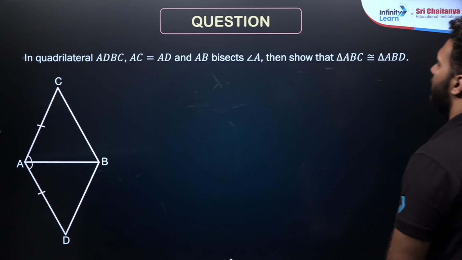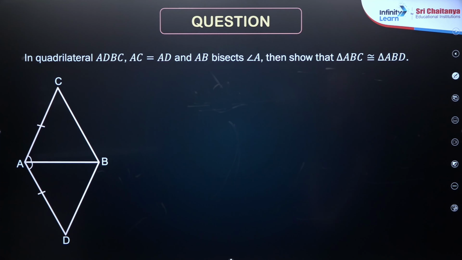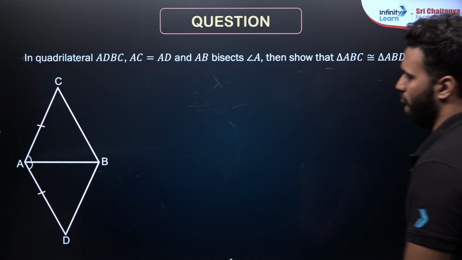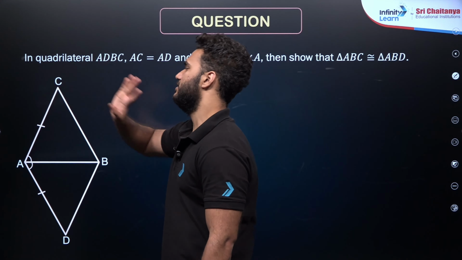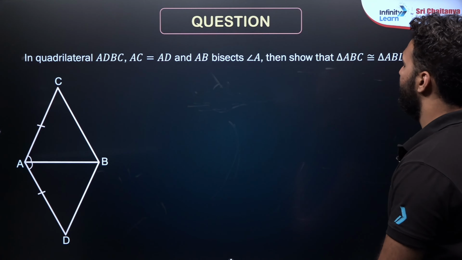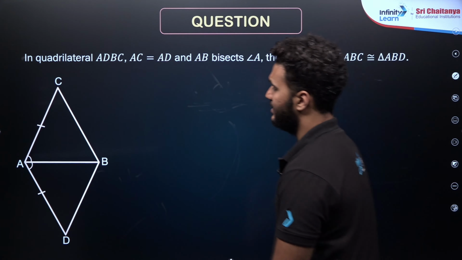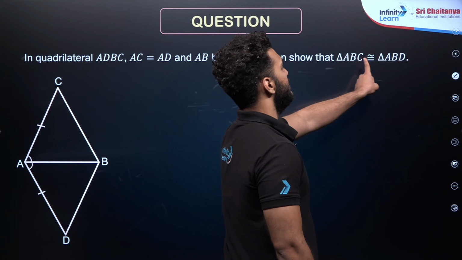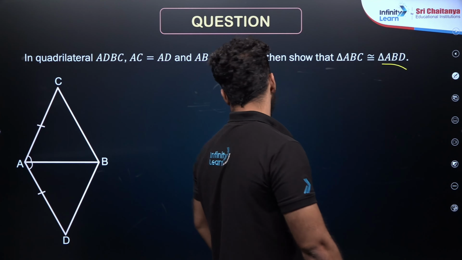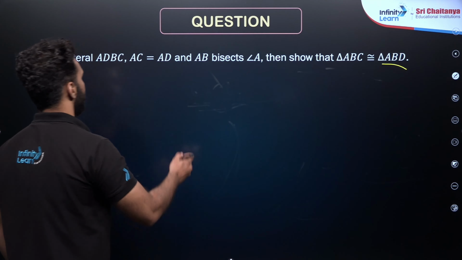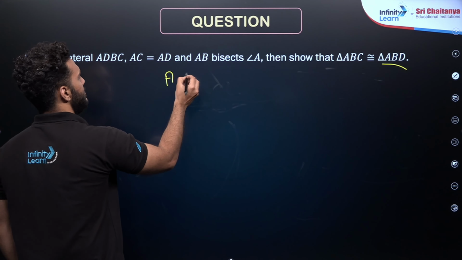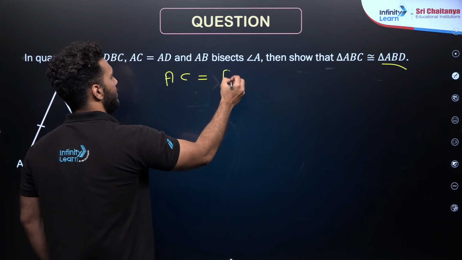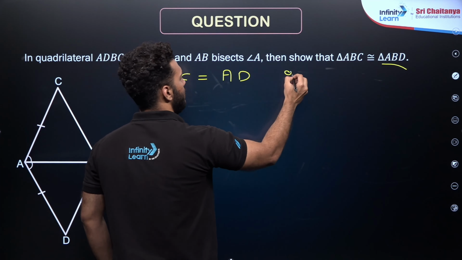Here we have quadrilateral ABCD, AC is equal to AD. This line and this line are equal, given. AB bisects angle A. This line is bisecting angle A. Show that ABC is congruent to ABD. Okay. See guys, first thing is first, AC is equal to AD. It is what? Sir, given.